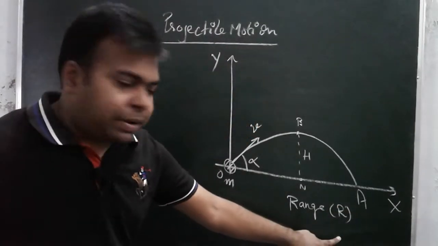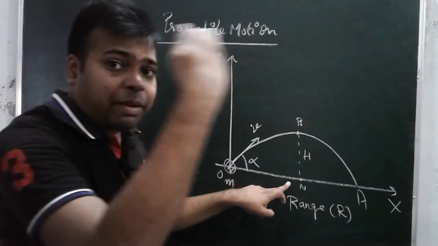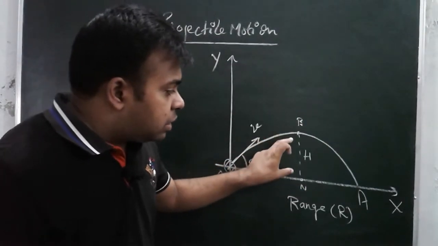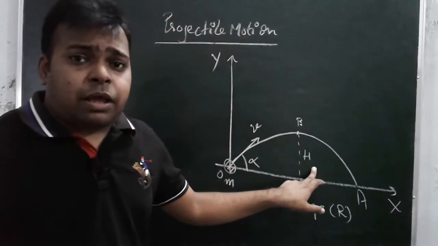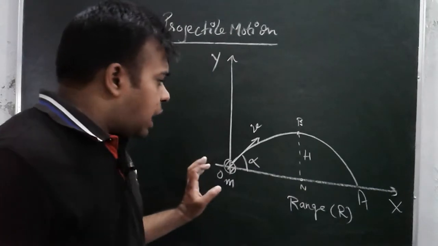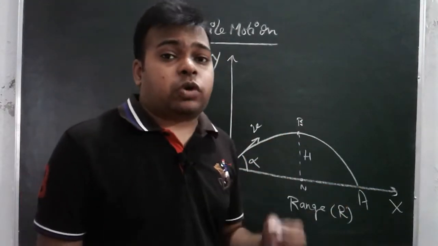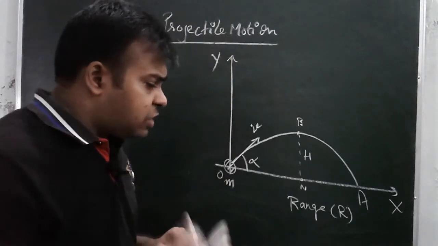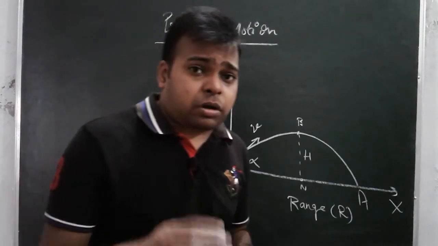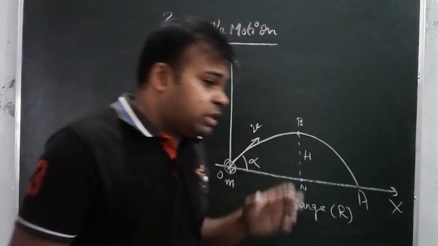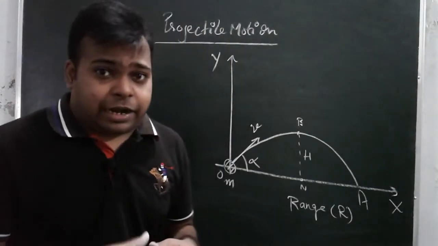Range is represented by capital R, and the maximum height BN, where the ball reaches its maximum height, is denoted by capital H. The time it takes to complete the whole journey is the time of flight, denoted by capital T. So these are the three variables which we have to calculate. I am not going into the derivation of these three variables, but I am showing it to you in vector form indirectly.